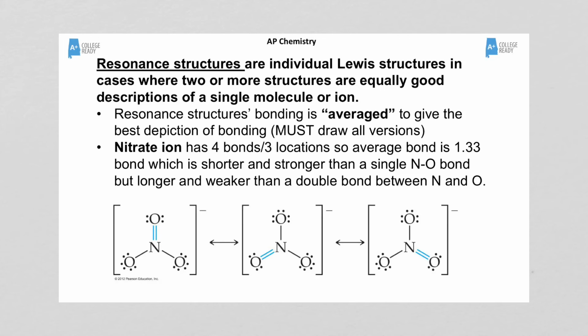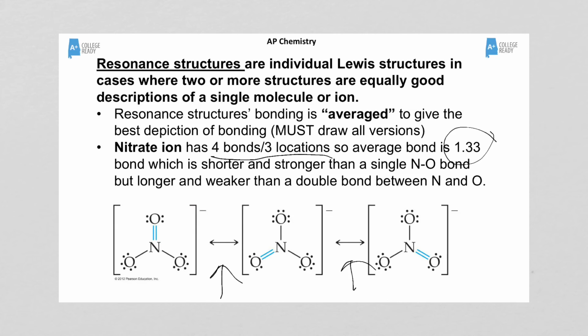This is showing resonance, because there's really more than one way to draw this, and really none of these structures is correct. Notice there are these double-headed arrows, and what those double-headed arrows mean is that not one of these structures is correct. It's really an average of all 3. So how do you average a double bond and 2 single bonds? I've tried to show you here. There are 4 total bonds, 2 in the double bond, 3, 4, divided over 3 locations. So as an average, that's a 1.33 bond, or a 1 1/3 bond.